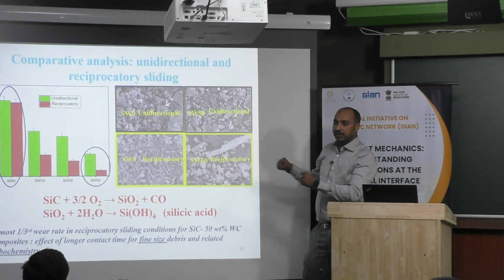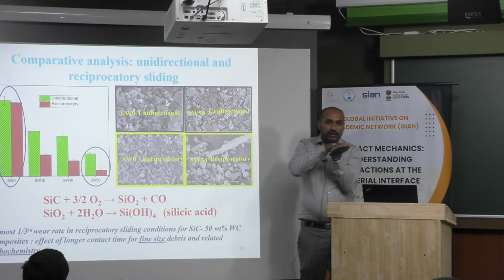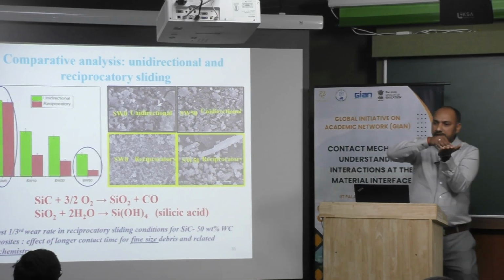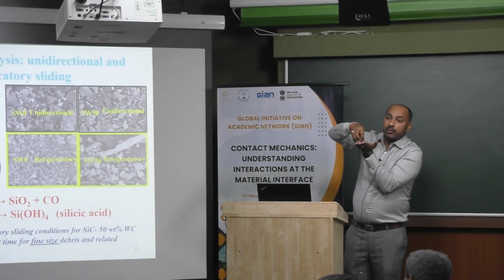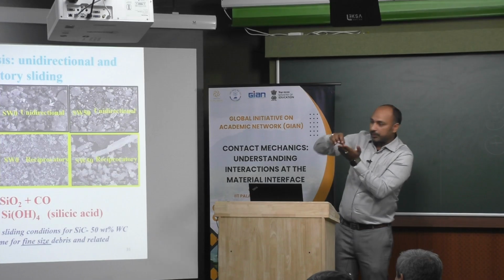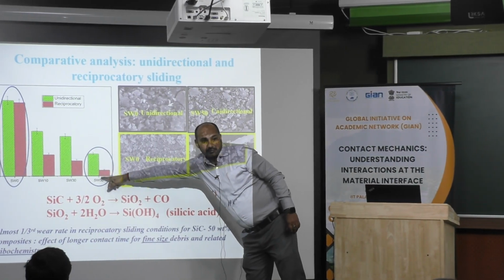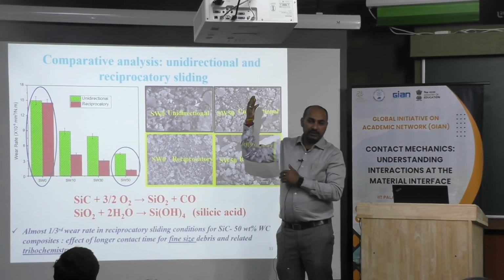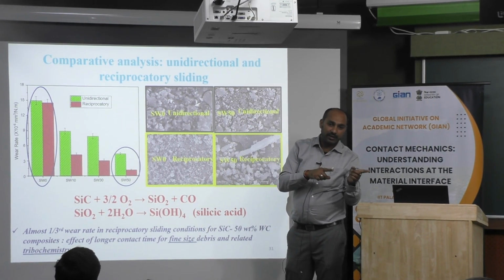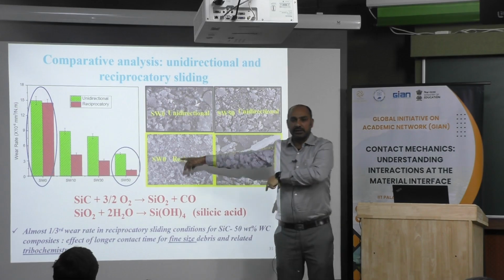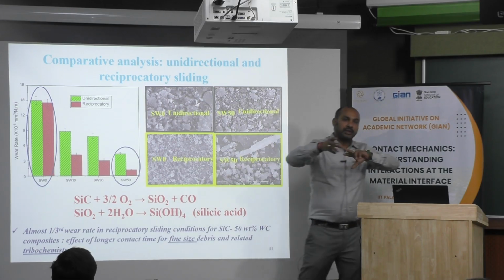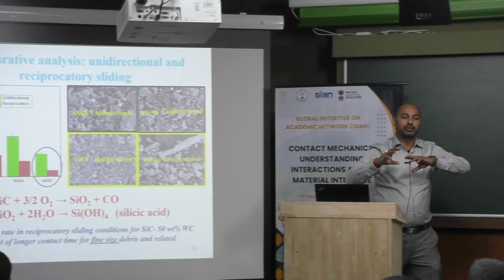This is leading to a cylindrical debris formation. Even though it is rolling on this particular ball, it can roll up to some extent here. So this is what is leading to, you see, a very drastic change in wear. Though the friction is higher as compared to unidirectional, in reciprocating, wear is less. So this configuration plays a very important role.